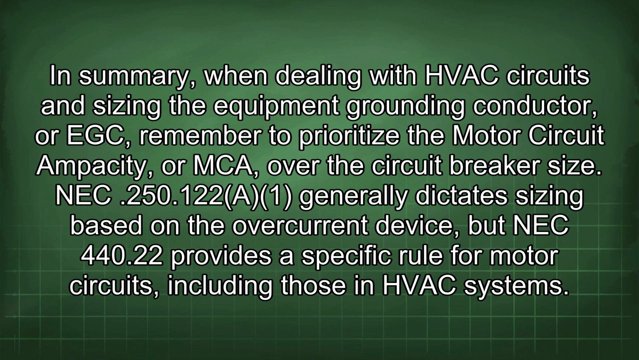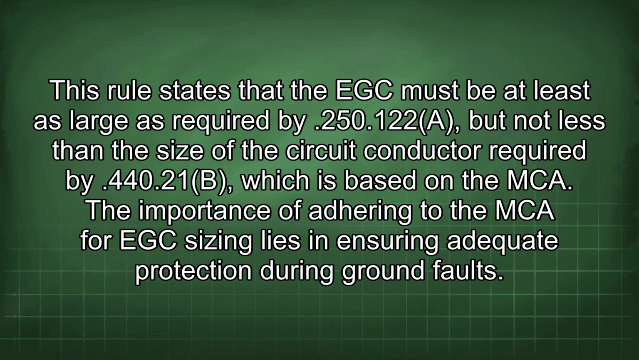In summary, when dealing with HVAC circuits and sizing the equipment grounding conductor, or EGC, remember to prioritize the motor circuit ampacity, or MCA, over the circuit breaker size. NEC 250.122(a) generally dictates sizing based on the overcurrent device, but NEC 440.22 provides a specific rule for motor circuits, including those in HVAC systems. This rule states that the EGC must be at least as large as required by 250.122(a), but not less than the size of the circuit conductor required by 440.21(b), which is based on the MCA.